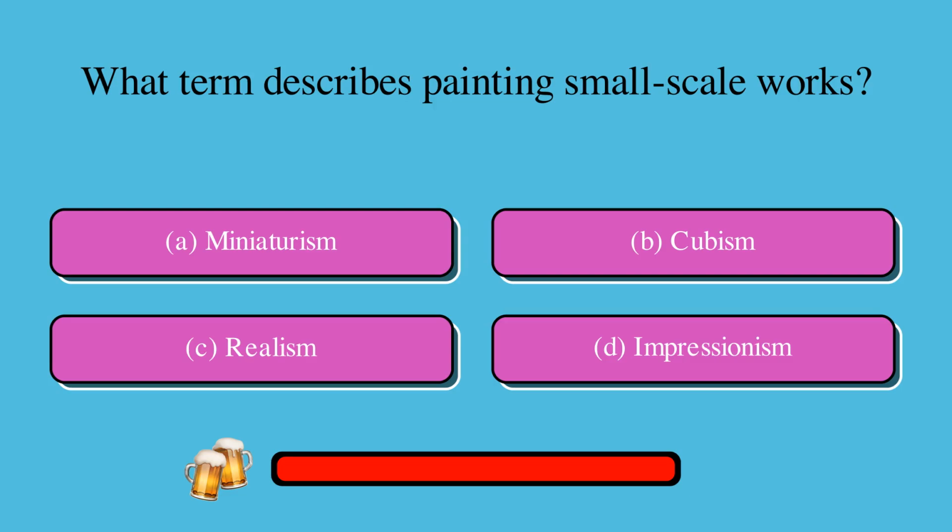What term describes painting small-scale works? Is it A, miniaturism, B, cubism, C, realism, or D, impressionism? The correct answer is A, miniaturism.